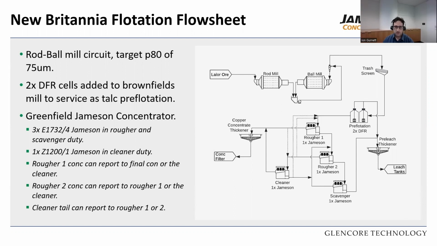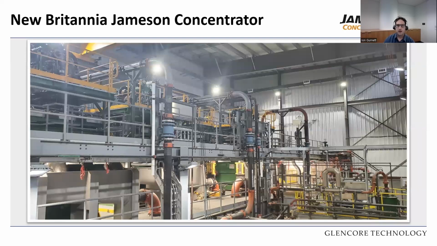Something I really would like to stress is that this circuit, while significantly smaller, had extreme operating flexibility. Rougher 1 concentrate has the ability to report to final con or a cleaner. Rougher 2 can report to rougher 1 or the cleaner. Cleaner tails can report to rougher 1 or rougher 2. So depending on the ore body at the time, they have flexibility to deal with it in the small circuit. And this is the entire circuit here in one photo. Probably the smallest flotation circuit I've seen in general, but it's a very efficient design and very compact.